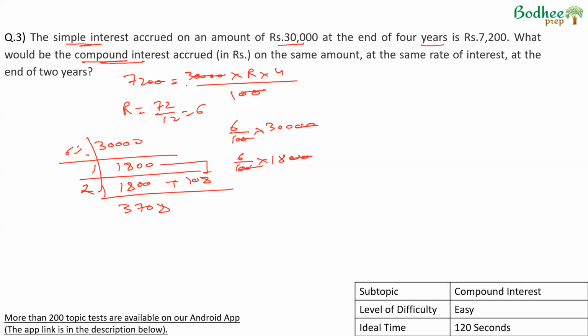Now, this is an easy question, should not take more than 2 minutes to solve. Direct finding the rate and then compound interest for 2 years, definitely something that should be looked at in the exam.